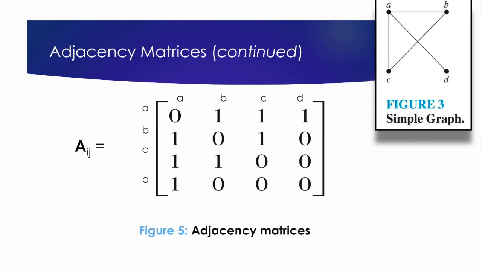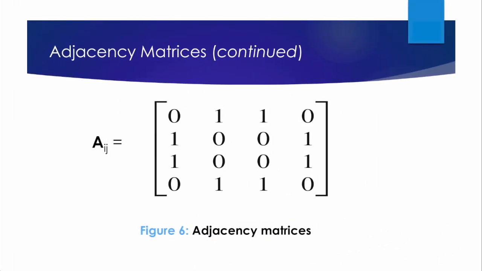If you notice, vertex B is adjacent to A, so we put 1. Vertex B is not adjacent to D, so we put 0. Vertex B is adjacent to C, so we put 1. And vertex B is not adjacent to D, so we put 0.